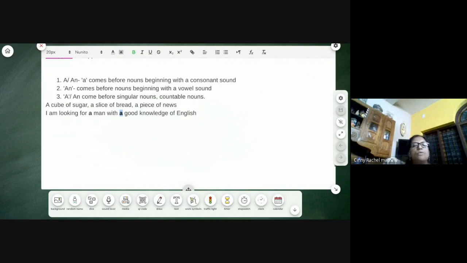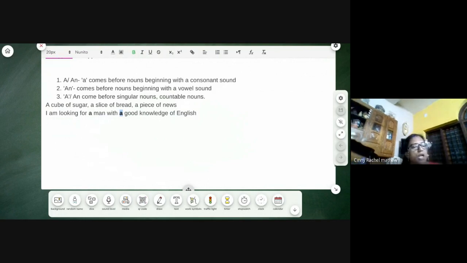In bold letters. Okay. So I am looking for a man with a good knowledge of English. Now look at the first A here, which I'll color for you maybe. Here, the first A stands for any man, right? Any man with a good knowledge of English.